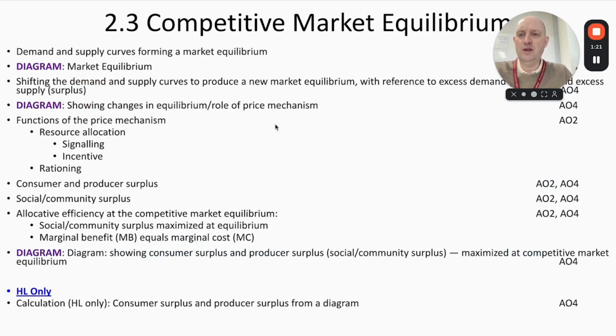These are our learning objectives. There's quite a few there, so I've broken this down into 3 videos. The first video is going to take us up to rationing. The second video will do consumer producer surplus, and the third video will be an HL only. This video is likely to be a bit longer because I'm trying to put more into this video.